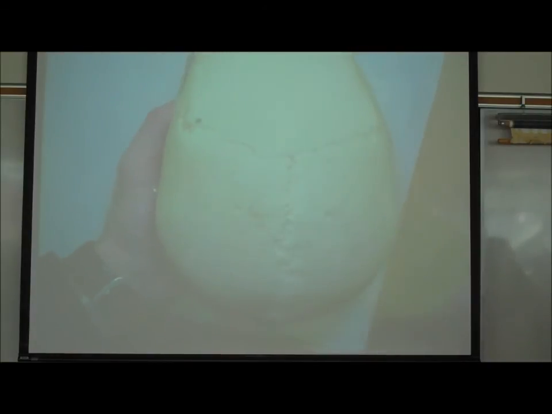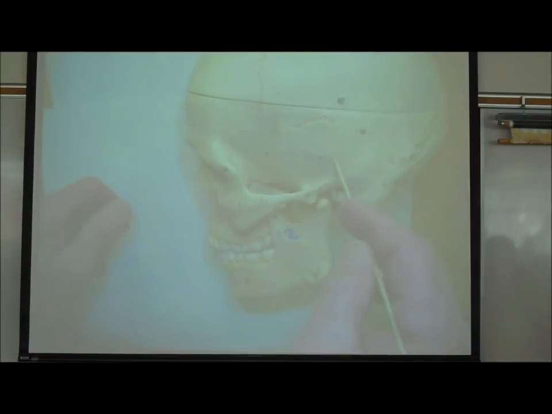This is the coronal suture between the frontal bone and the parietal bones. This is the lambdoidal suture between the parietal and the occipital bones. On the side of the skull, this is the squamosal suture between the parietal bones and the temporal bone. And I think we've just gone through all the suture lines.